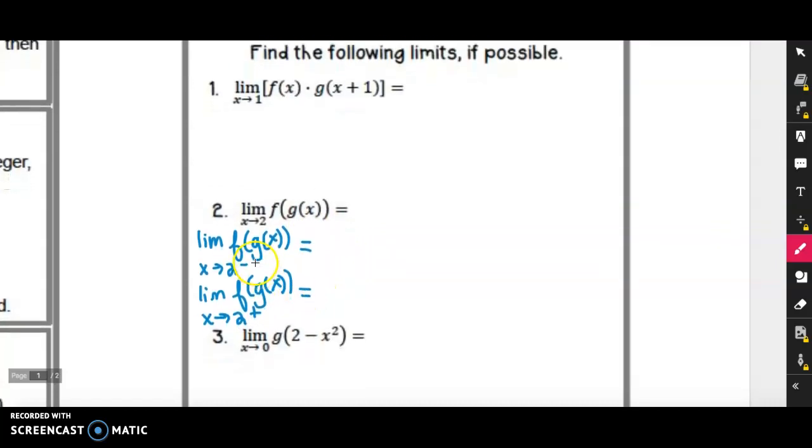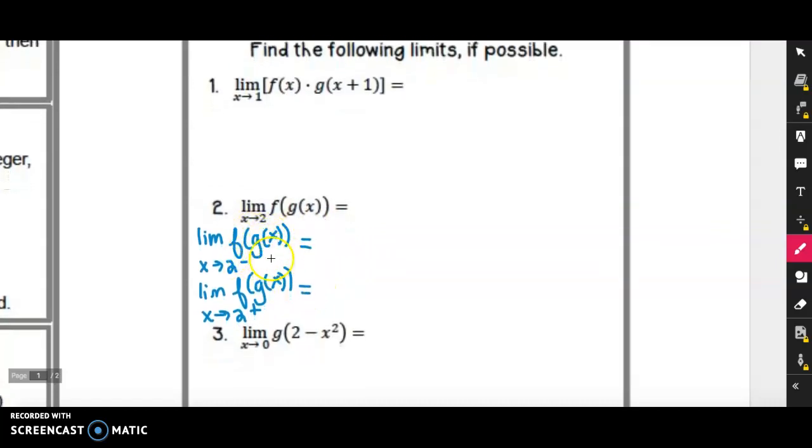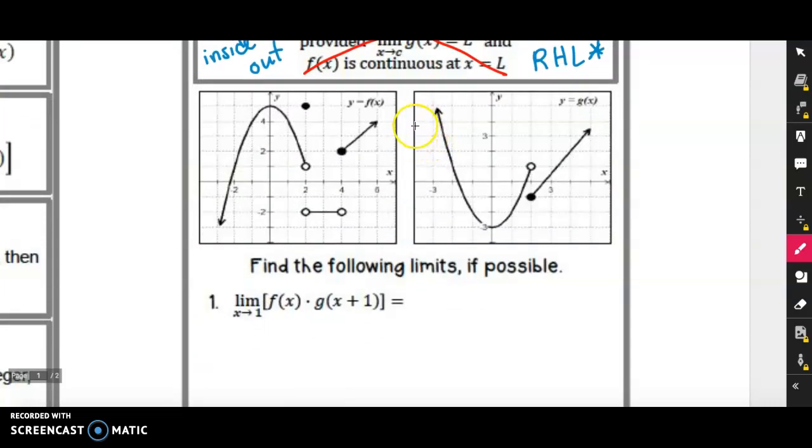Okay, so now we're going to start working from the inside out. So I'm going to look at g of x, and as x approaches 2 from the left-hand side, I'm going to look at what happens to my function g. So on my graph of g of x, as I approach 2 from the left-hand side, it looks like my function is going to a positive 1. It's coming at 1 from values that are less than 1. So as I approach 2 from the left-hand side, g of x is approaching 1 from values that are less than 1.